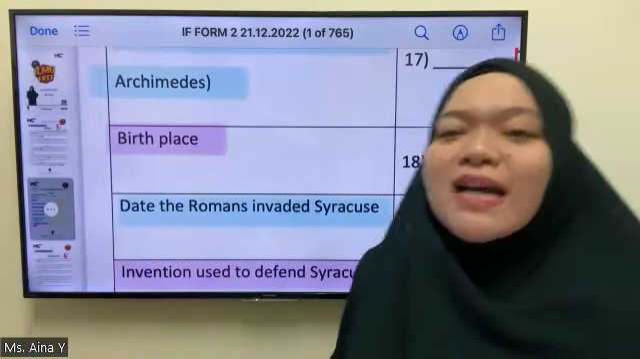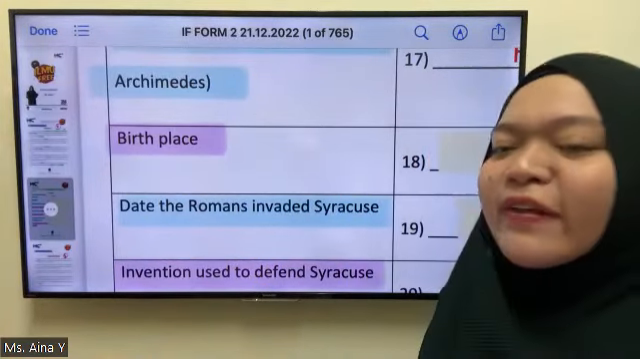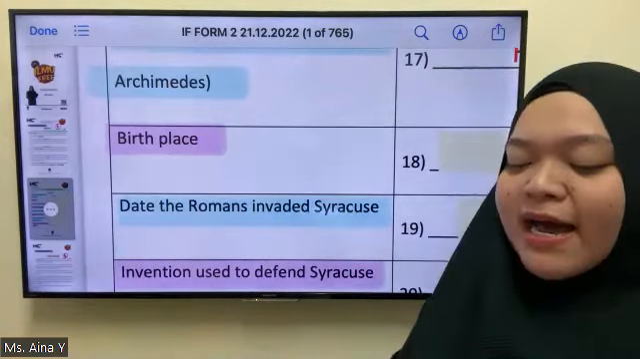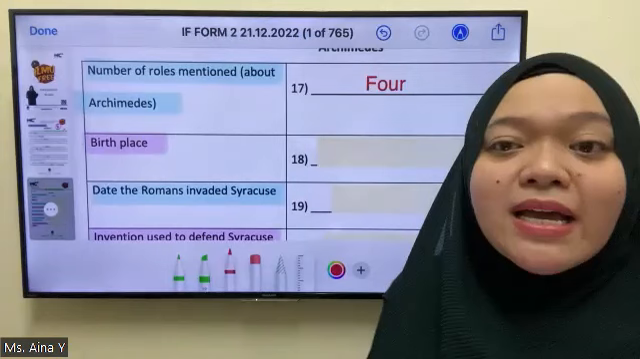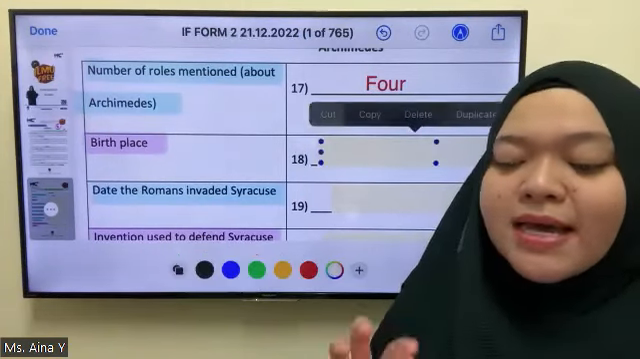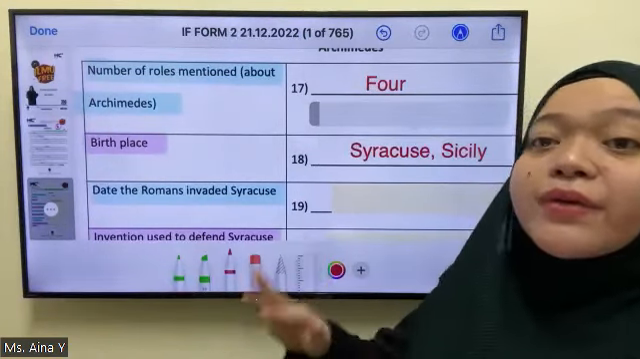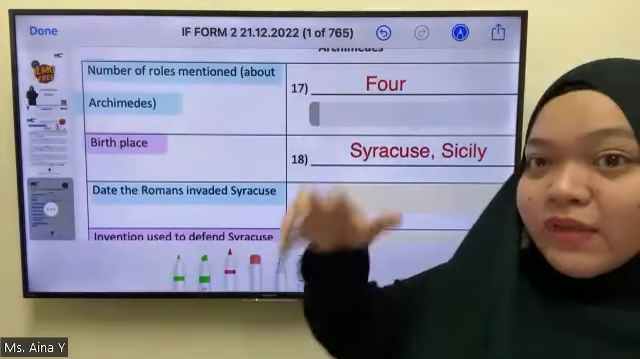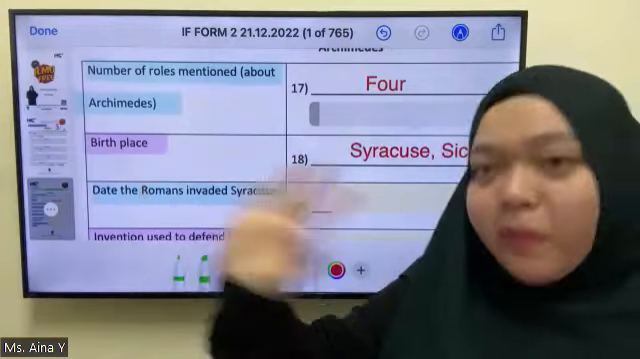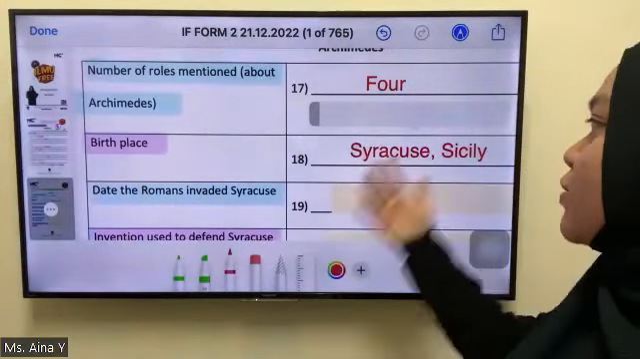10, 9, 8, 7, 6, 5, 4, 3, 2, 1. So the answer is Syracuse, comma, Sicily. Kalau you buat Syracuse in Sicily, pun boleh. Syracuse di Italy pun boleh. Teacher terima.